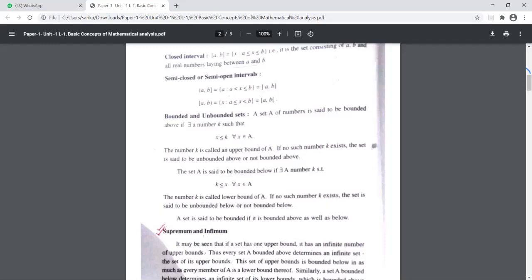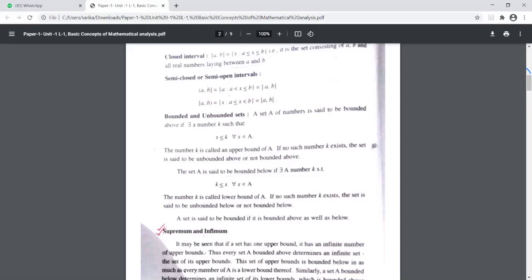Right, so we can write k less than or equal to x for all x belonging to A. Two conditions are there: one where k is the biggest number, and another where k is the smallest number. When k is the biggest, it is known as the upper bound of A. When k is the smallest, it is known as the lower bound of A.